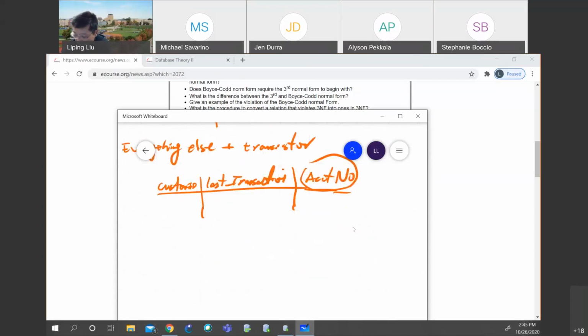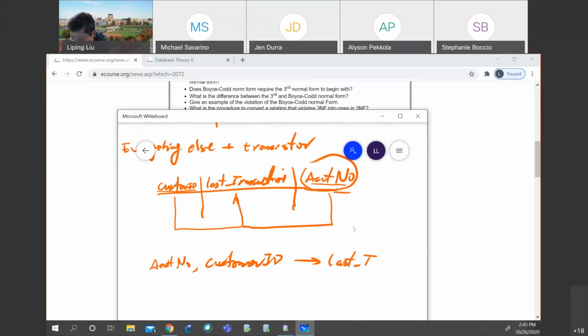And then for the second table, what determines last transaction? I guess you will have a functional dependency like this. So basically account number and customer ID both determine this last transaction. And in this case, customer ID and account number should be the primary key already. So this is part of a primary key. This is part of the primary key. And you have a functional dependency, which is account number and customer ID determines last transaction.